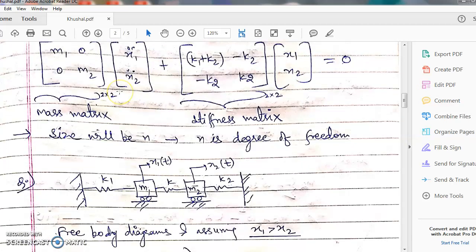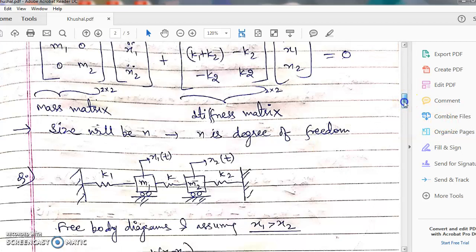So here we can observe this is 2 by 2. This is called the mass matrix and this the stiffness matrix. Both are of size 2 into 2. Why 2 into 2? Because it has 2 degrees of freedom. Okay. So here the size will determine your degrees of freedom. Suppose it is 3 into 3, then your system is having 3 degrees of freedom.